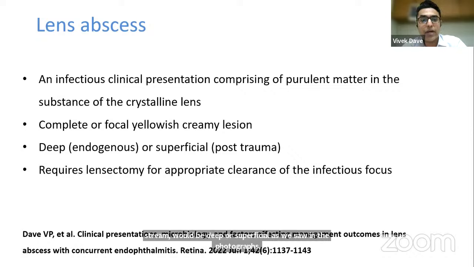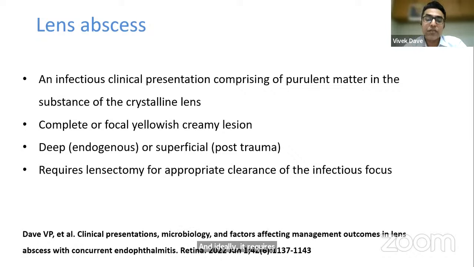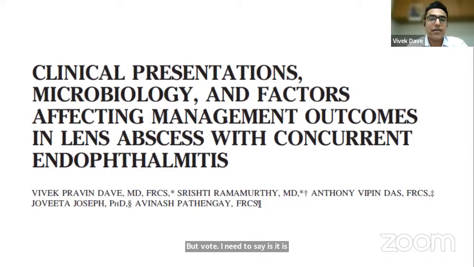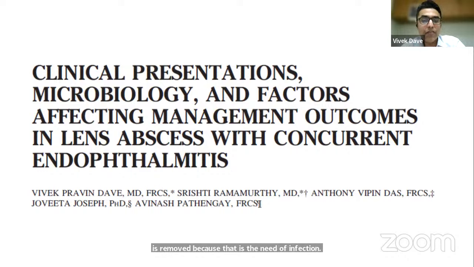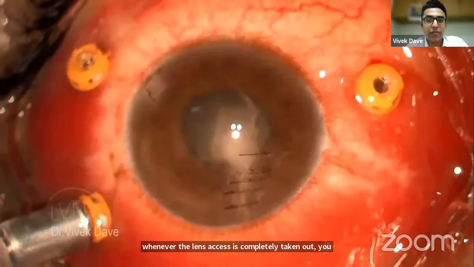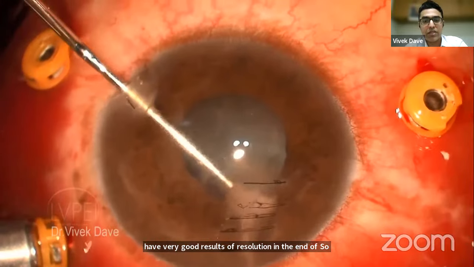And ideally, it requires lensectomy for appropriate clearance of the infectious focus. If the patient is a very aged patient, then you can even do a small incision cataract surgery. But what I mean to say is, it is important that the entire lens abscess, the entire lens material along with the capsule is removed, because that is the nidus of infection. This is what we also published recently, showing that whenever the lens abscess is completely taken out, you have very good results of resolution in the endophthalmitis. So we will look at one such situation.